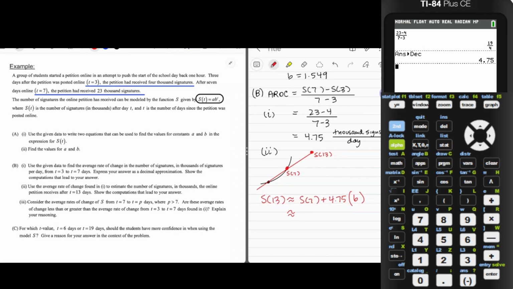Do they actually want me to express my answer as a decimal approximation? S of 7 was equal to 23. So I'm going to do 23 plus 4.75 times 6, and I'm going to get 51.5 thousand signatures. And that's what we did. We showed the computations that led to our answer. I'm not totally sure what they're looking for because we still haven't seen the free response scoring guidelines for this course, besides the ones for the one example that they showed us.